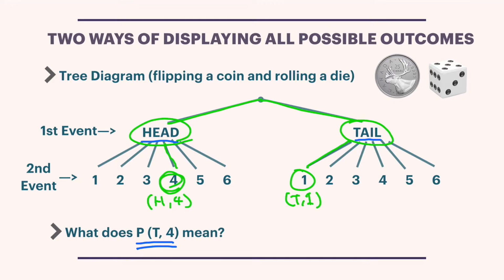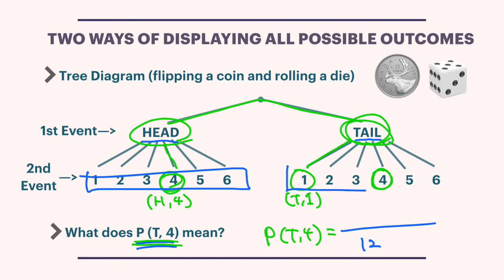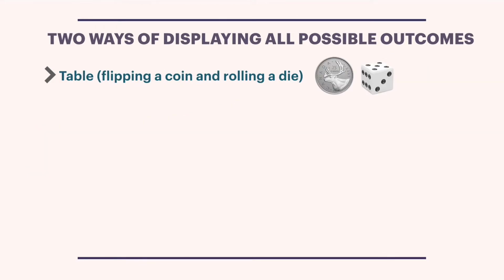And now, what is the probability of t comma 4? So first we are flipping tail and then we're getting 4. How many total possible outcomes do we have? We have 12, right? Because we have 6 here and we have another 6. So in total we have 12. But how many of T4s do we have from here? We only have 1 of them here. So what is the probability of flipping tail and then getting 4? 1 over 12.